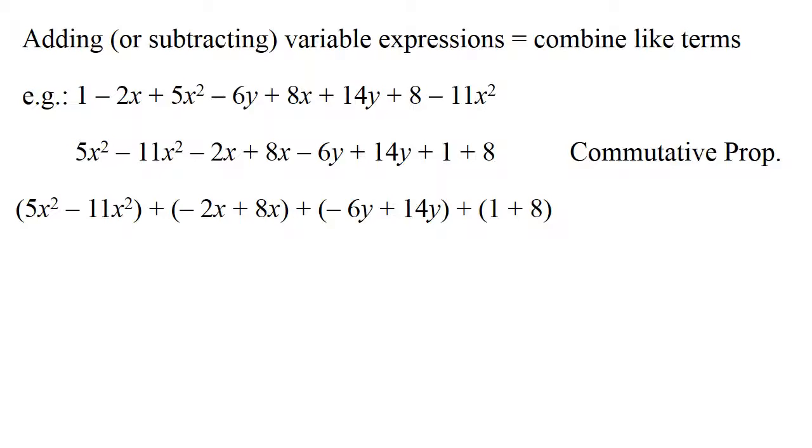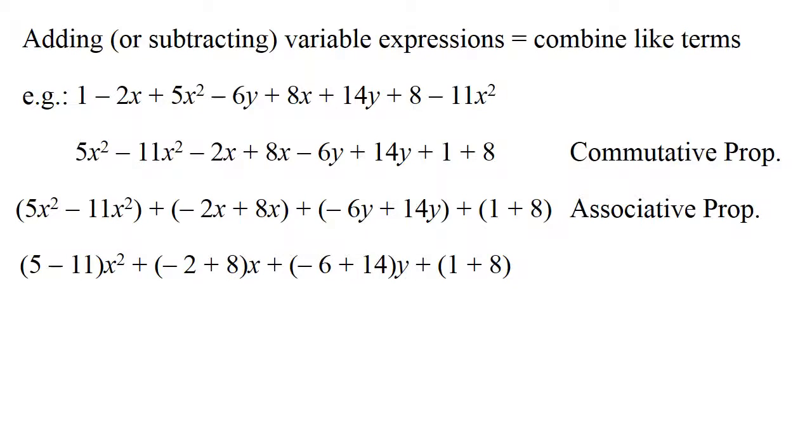Now I'm going to pair them up. I'm going to put the x squareds together, the x's together, the y's together, and the constants together. Why? Because of the associative property of addition, which says you can group things however you want, as long as they're side by side. So I use the commutative property to put them side by side, then I use the associative property to pair them up.